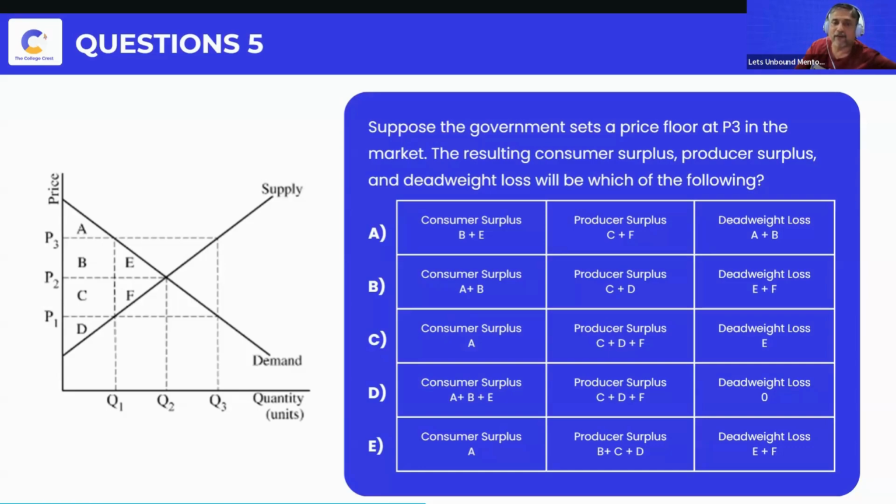Okay, so if the government sets up a floor price at P3, we can clearly see that your consumer surplus would be greatly reduced from the equilibrium. It will now only be the area A. Areas B, C, and D will become the producer surplus. So basically ABCD is the total surplus, and E and F will now contribute to your deadweight losses. So the correct answer to this particular question is option E.